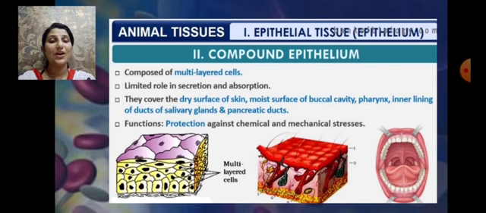So dear children, we have finished with the epithelial tissue, and there are two types of epithelial tissue, simple and compound. The three types of simple epithelial tissue are squamous, cuboidal and columnar. And the modifications of the cuboidal and columnar are the ciliated epithelium and the glandular epithelium.